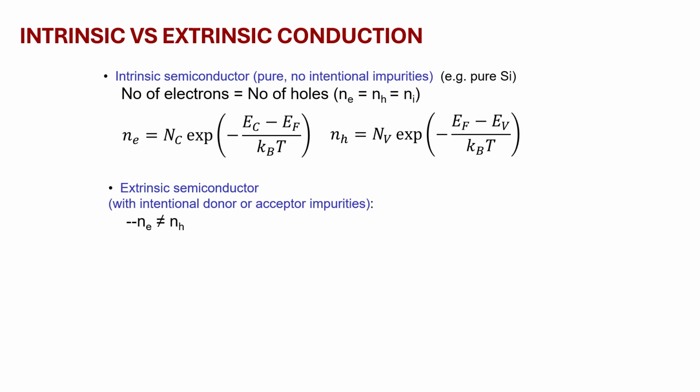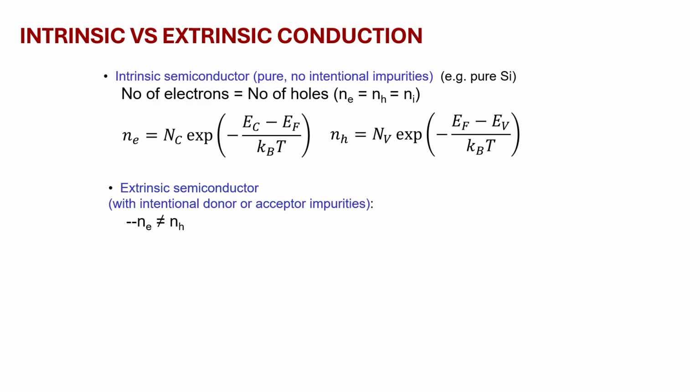So, basically if you look at this now, intrinsic semiconductor is pure, it has no intentional impurities, just like pure silicon. Number of electrons is equal to number of holes, that is Ne equals NH equals Ni, and Ne and NH are given by these expressions shown here that we derived earlier.